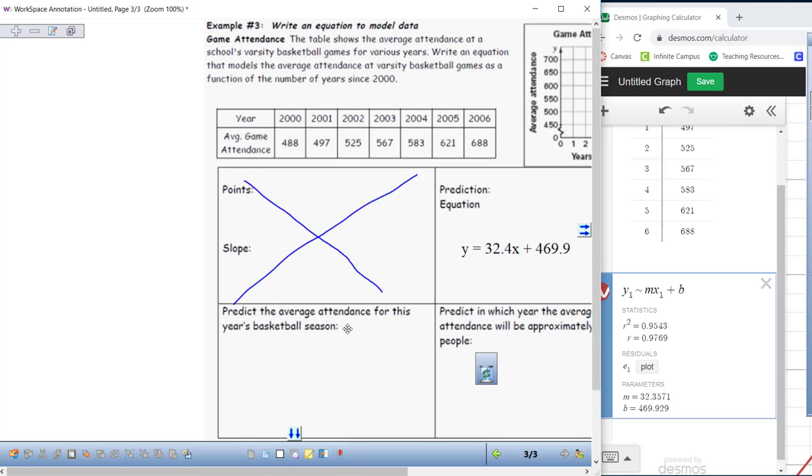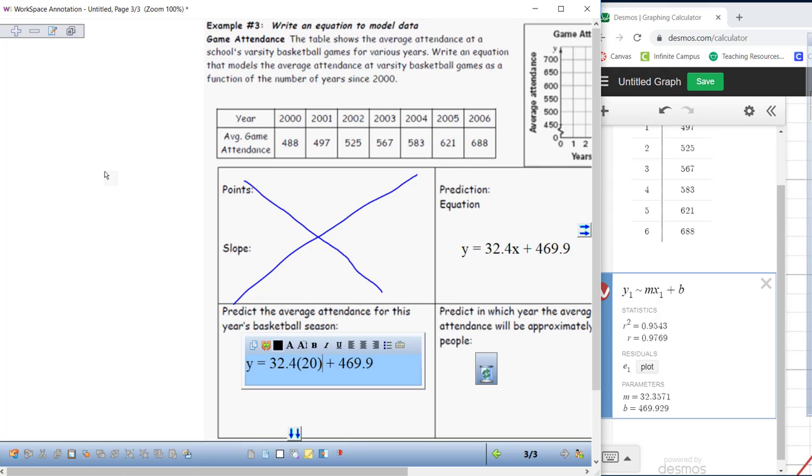It says predict the average attendance for this year's basketball season. So this all is about attendance at basketball games. So the year, remember, was the year since 2000. So we would use 20 for this year, 2020. And that is the x value in our table, the year. So we're going to take this equation and I'm going to copy it. The only thing we need to change is the x value, and I'm going to put 20 in for the x value.